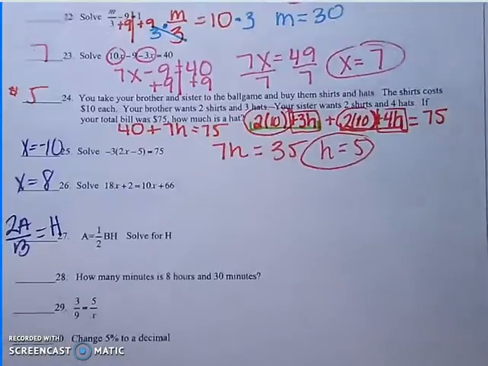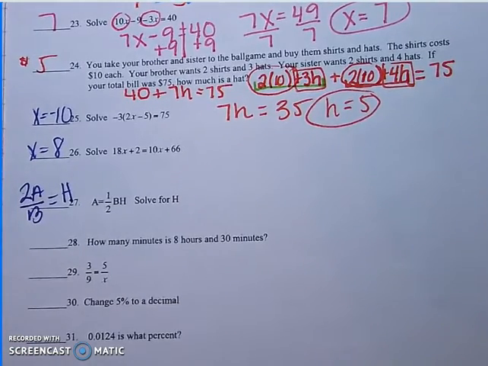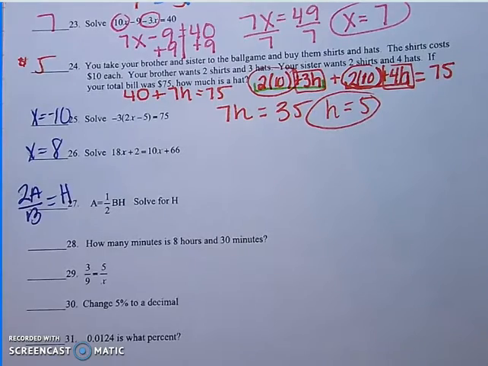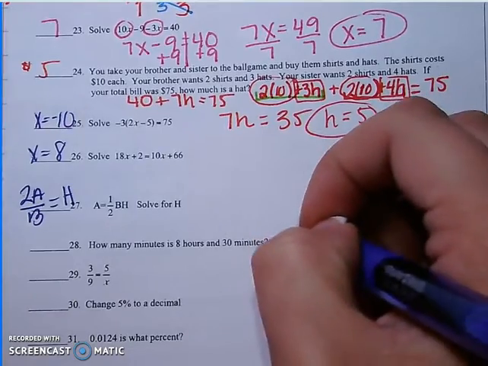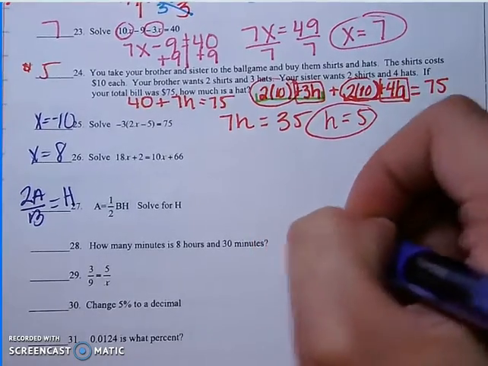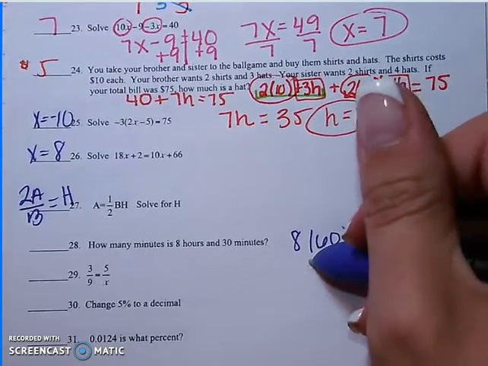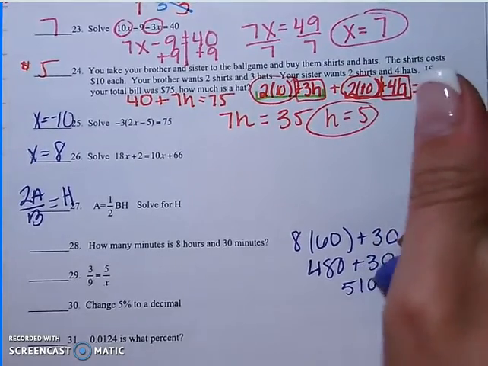All right, how many minutes is 8 hours and 30 minutes? We don't explicitly teach conversions in Math 1, but it's something you're expected to know throughout, so that's why we put this in here. So 8 hours, there's 60 minutes in an hour, plus 30 minutes. So I have 480 minutes plus 30, that's 510 minutes.